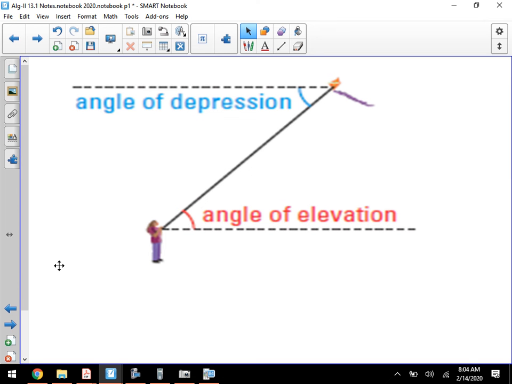So, angles of elevation and angles of depression are basically the exact same thing. I think of angle of elevation like this: you guys ever heard the term line of sight? Line of sight looking up is angle of elevation. Line of sight looking down is angle of depression. That's the easiest way to think of it.